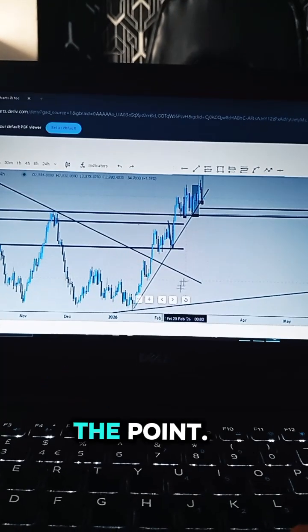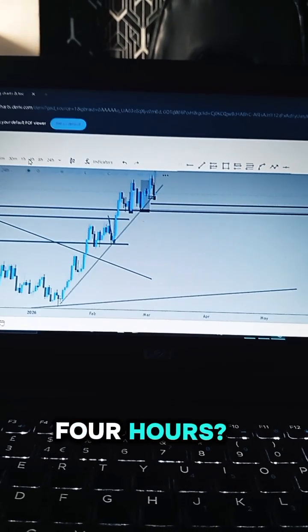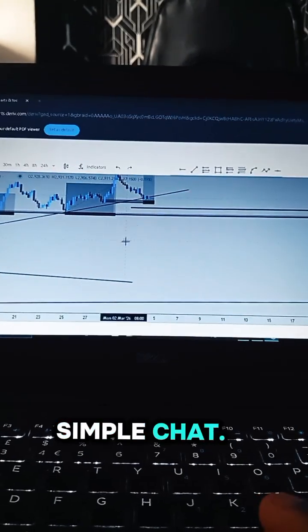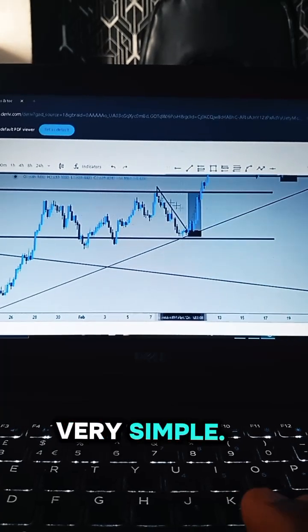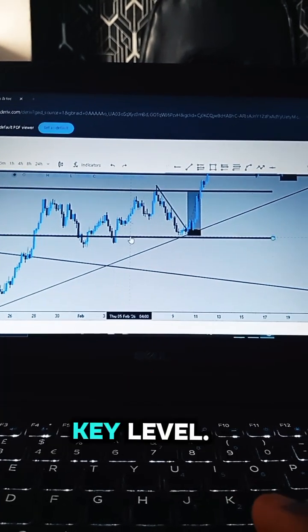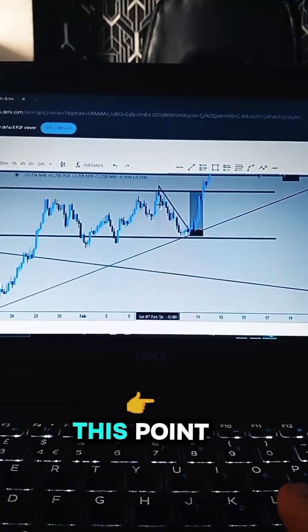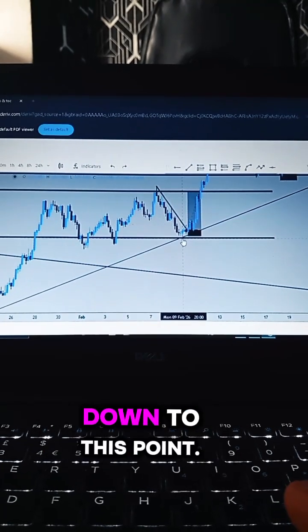I will dive straight to the point. Now, after 24 hours, what do I do? I just go straight to 4 hours because it was a pretty simple chart. This was 4 hours, and this was the chart. Very simple. Price, this was my key zone, like I told you, my key level. Now, price broke, came to this point, and was kind of consolidating while pushing down to this point.